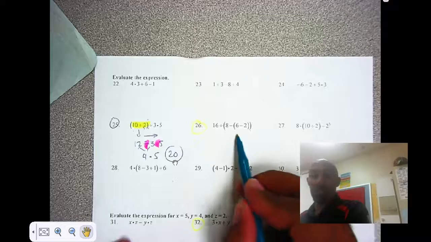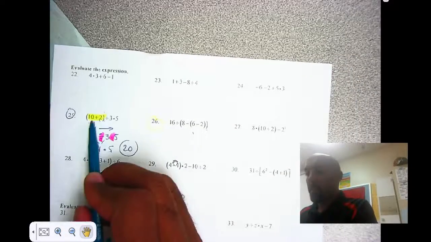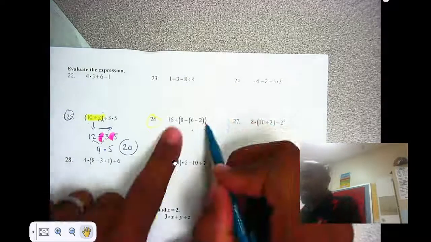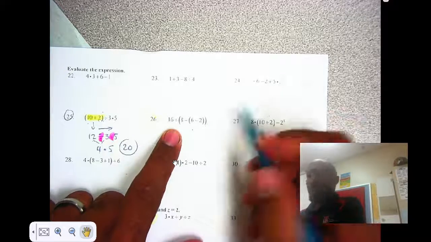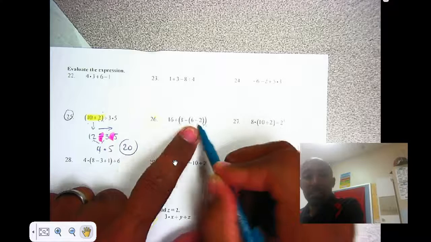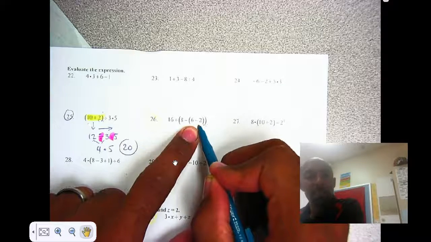Okay, now I'll go to this one. Okay, now, on the last one, I had 2 numbers inside parentheses. Here, I have parentheses, big parentheses, and then little parentheses. If you have big and then little, you need to do the littles first.